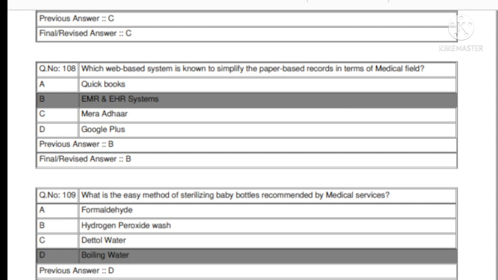EMR stands for Electronic Medical Records and EHR stands for Electronic Health Record. So EMR is Electronic Medical Record Systems and EHR is Electronic Health Record Systems. So these two web-based systems are known to simplify the paper-based records in terms of medical field.